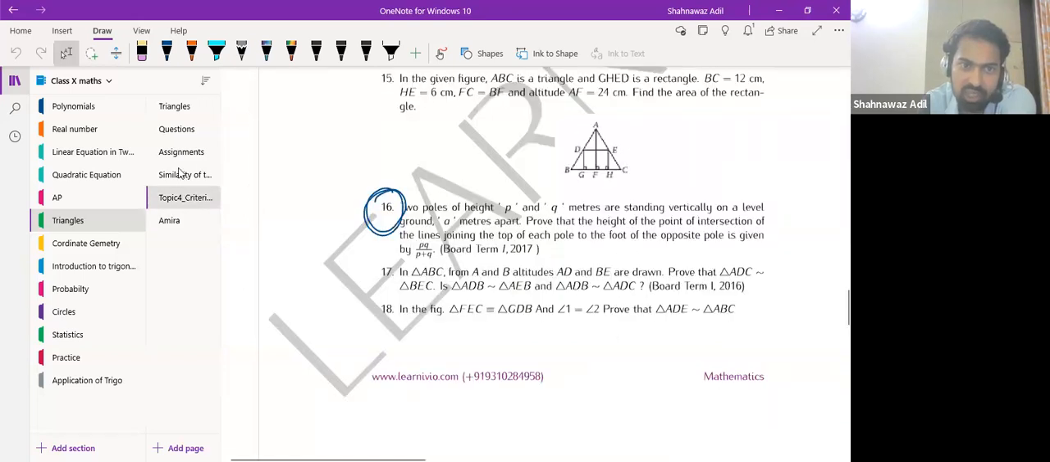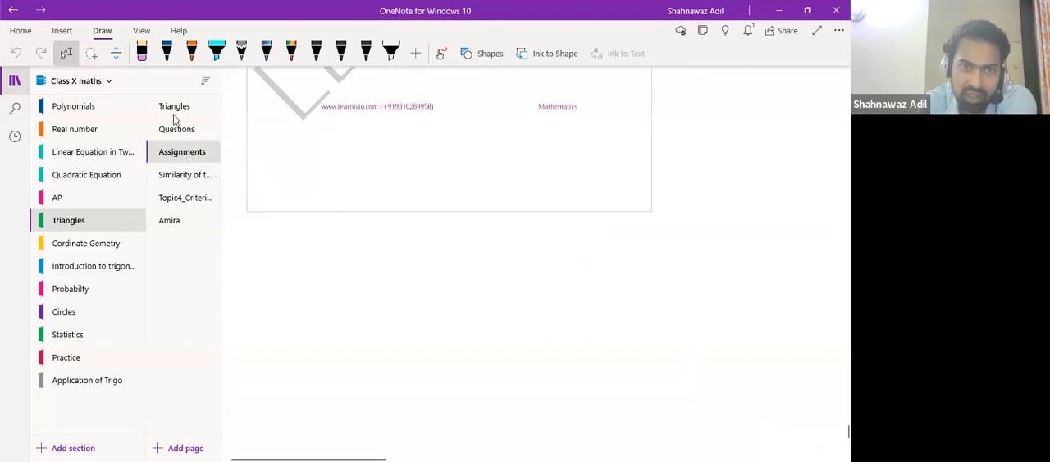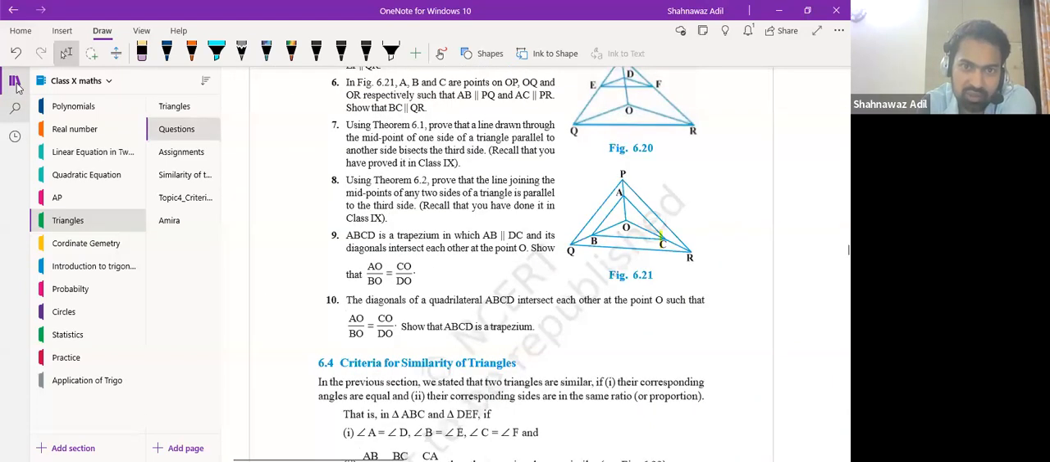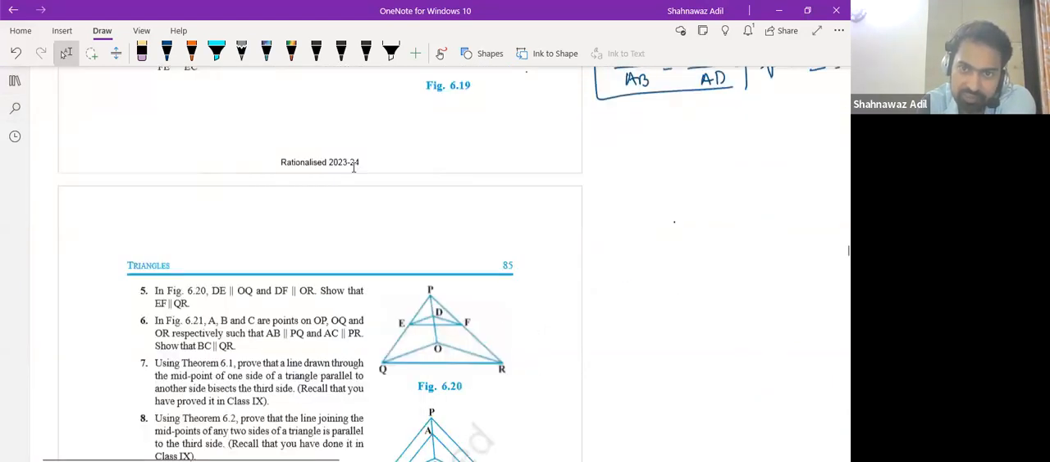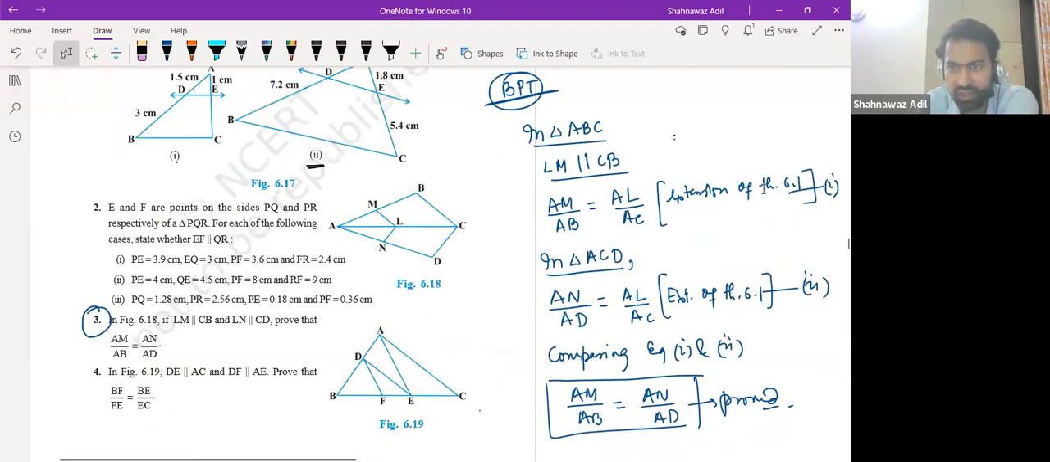Maybe in this part, right? I did and then I did. But you guys can use this one, right? Yes, sir. You directly write the extension of theorem 6.1. So you can directly write that.